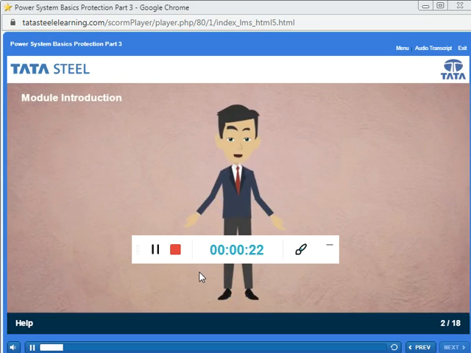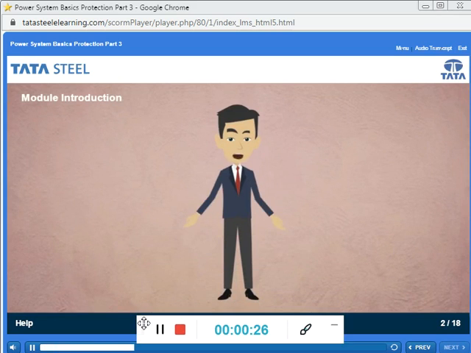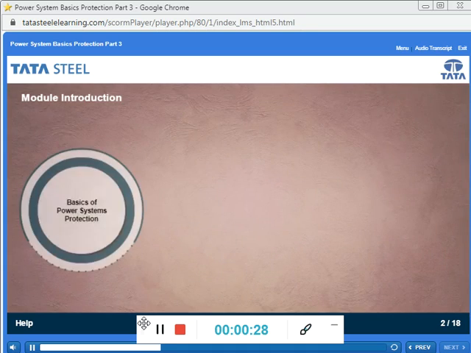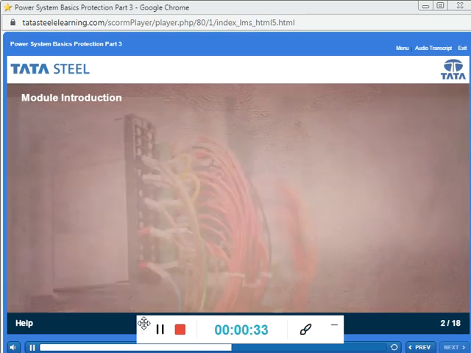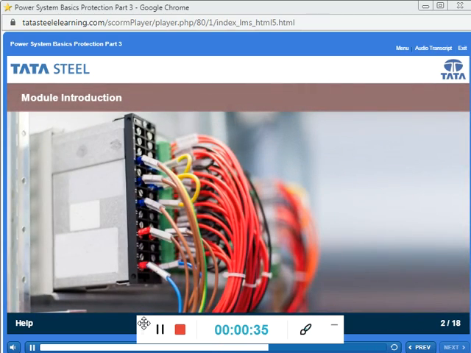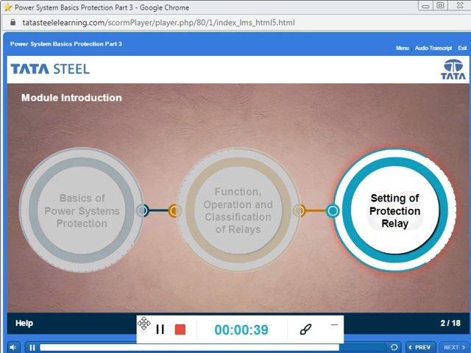Hello everyone, welcome to the third and last module of the e-learning course on power system protection. We have already covered the components of protection in the previous modules. We had discussed relays in detail in the previous module. In this module, we will discuss a little more about relay setting. Let's get started.